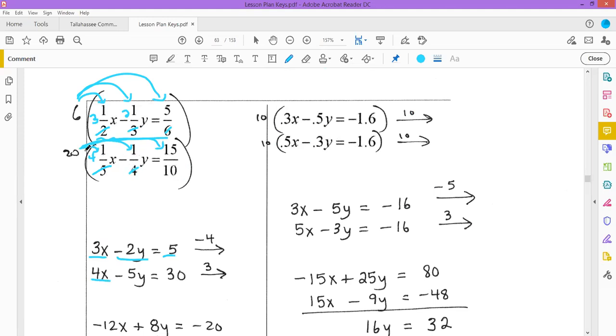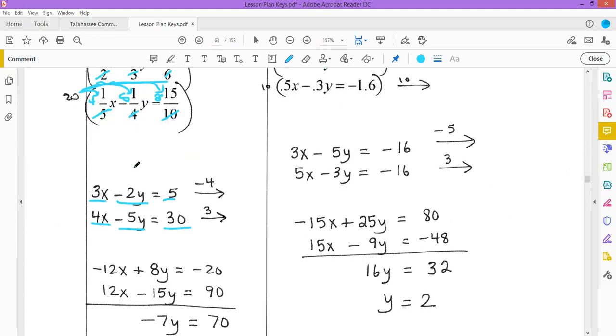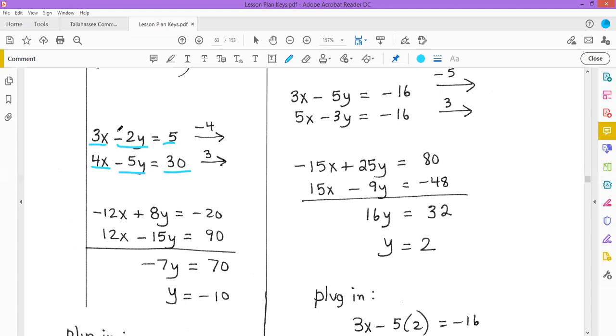That 4 can be divided into 20 5 times. So that becomes minus 5 times 1y in the numerator. That's negative 5y. And then 10 can be divided into 20 2 times. 2 times the numerator, 2 times the 15, gives us 30. So after we remove the fractions, we're left with 3x minus 2y equals 5, and 4x minus 5y equals 30.